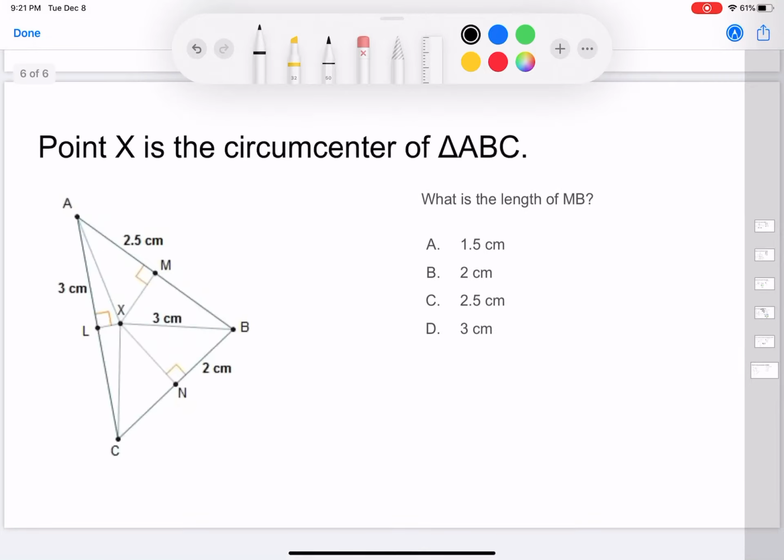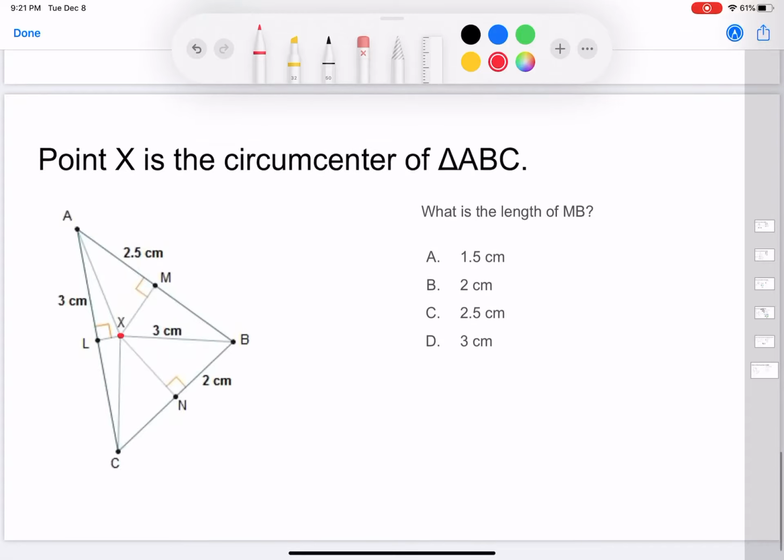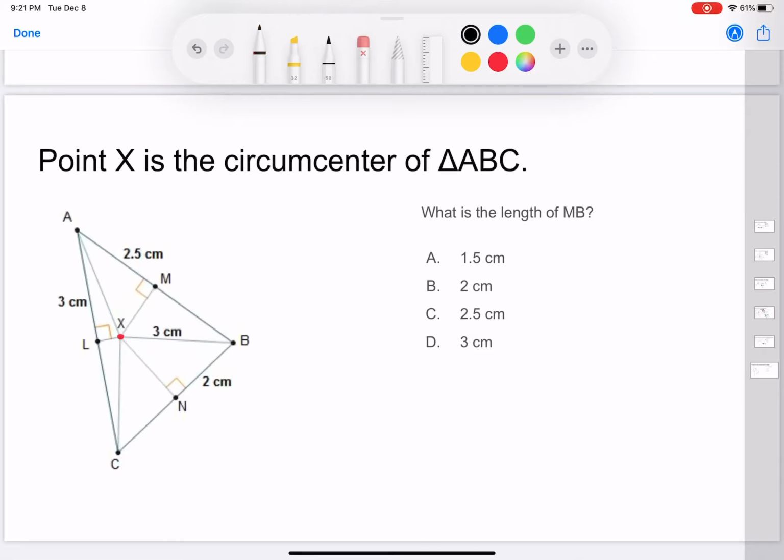Let's look at our last example. This says point X is the circumcenter of triangle ABC. So X is the circumcenter, which means that the point of concurrency is equidistant from all the vertices in this instance because we have a circumcenter. Okay, so that tells us that AX is congruent to BX, which is congruent to CX. And then it asks, what is the length of MB?